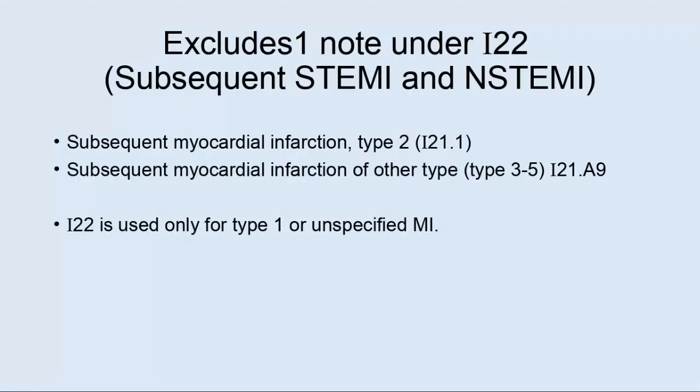There's also an important note under the code category I22, which is used for subsequent STEMIs and NSTEMIs. This Excludes2 note means that codes in category I22 can only be used if the myocardial infarction, the MI, is documented as a type 1 or unspecified. So if it's a type 1, you use this code. If it's a type 2, type 3 to 5, and we'll talk about that more later. So I22 is only used for a type 1 or unspecified.